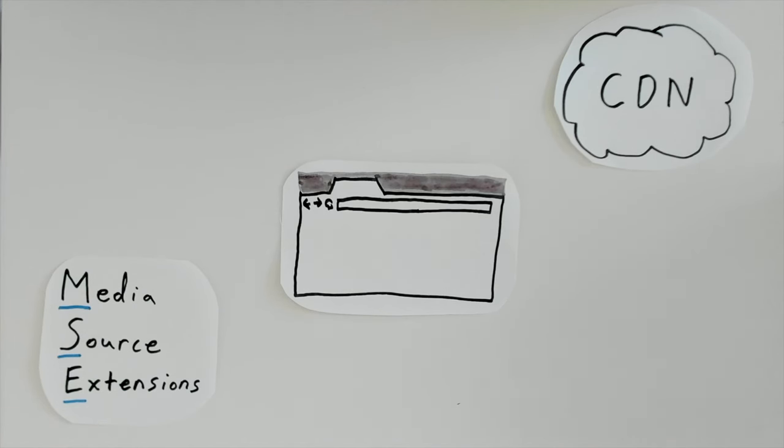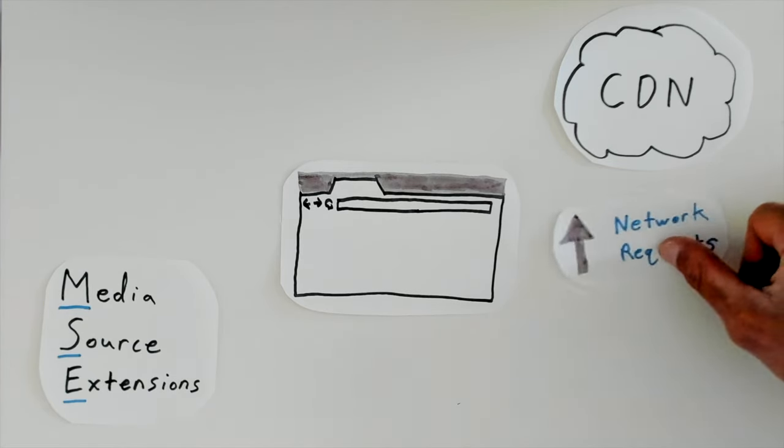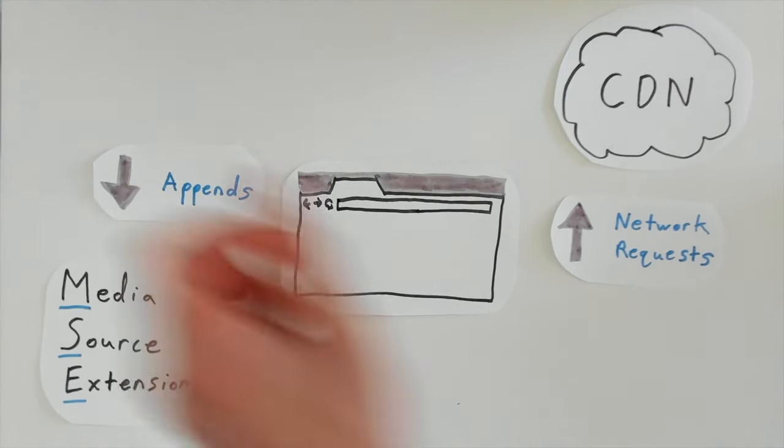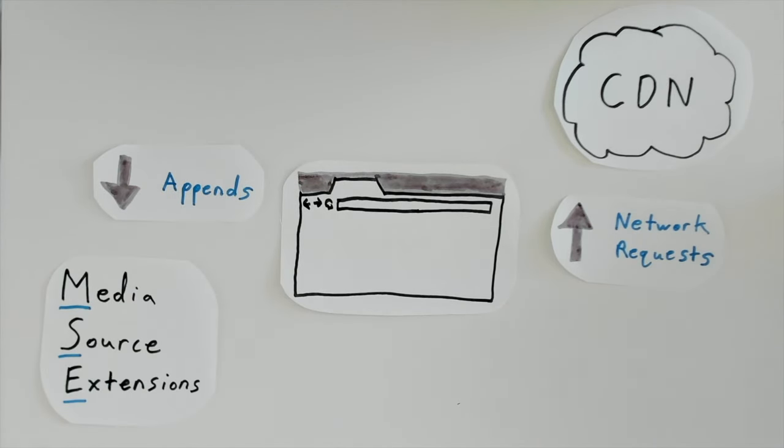But where are the segments coming from? Well, there are two places. The actual network requests and the MSE appends. The network requests provide the segments themselves. The appends are what the browser sees, which, depending on your player, may have gone through some modifications. For instance, transmuxing TS segments to MP4. Since they can be different, let's get both.